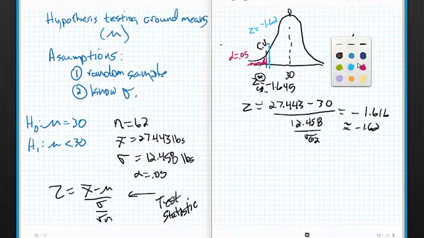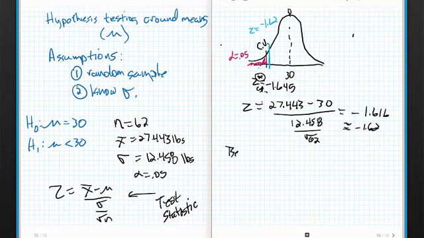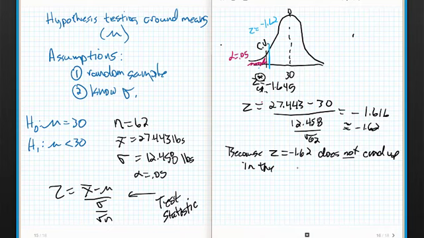So what is our conclusion? Well, it's simple, and there's lots of ways to do this. Because, or since, however you want to write it, Z equals negative 1.62 does not end up in the critical region, i.e., another way to write this, negative 1.62 is greater than negative 1.645. I'm going to show you something a little shifty about this in just a sec.